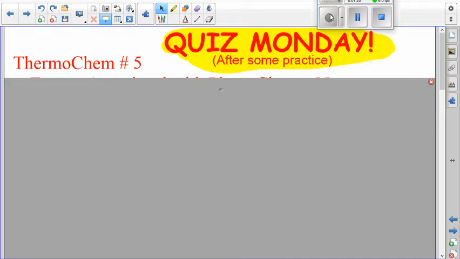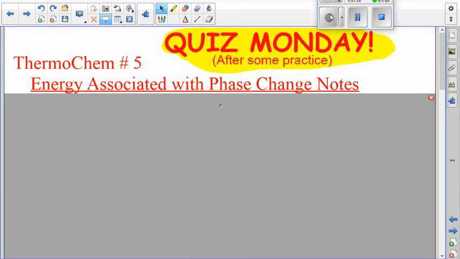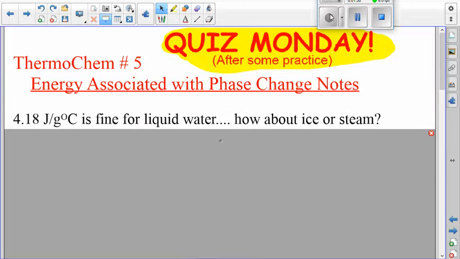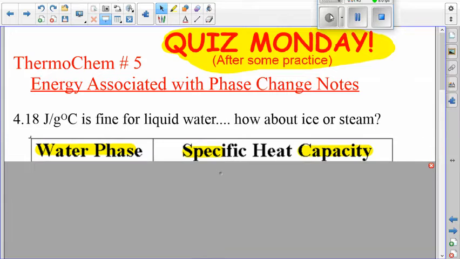All right. So Thermochem notes number 5, the last notes of the unit for your unit test, which is Thursday and Friday of next week, little 2-day test. Energy associated with phase change notes. So 4.18 is fine for liquid water, but how about ice or steam? So 4.18 only works when you're talking about liquid water. Ice and steam are not the same.